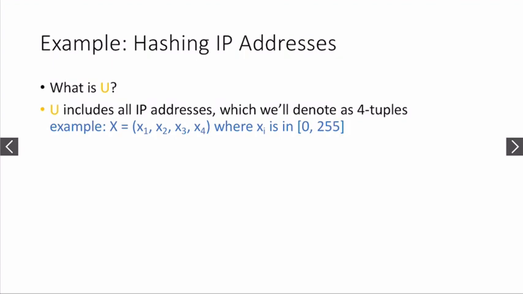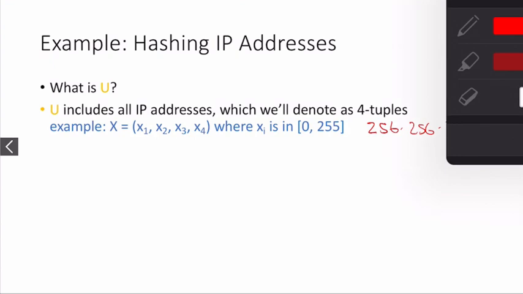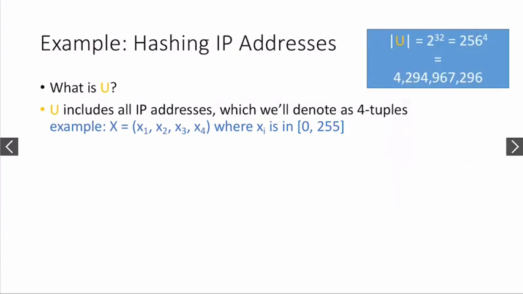So how big is the universe? Well, how many different values can we have for the first number? There are 256 values, 0 through 255 inclusive, and then 256 for the second value, 256 for the third, and 256 for the fourth. So that means it's 256 to the 4th power total number of IP addresses, which is about 4 billion.